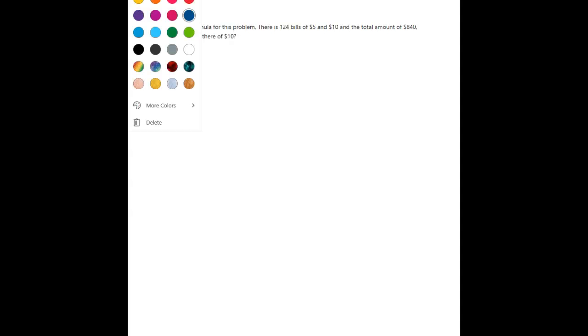Okay, we're going to solve this problem using a two-equation system, which means we're going to use two variables. The reason we're using two variables instead of one is we don't know much about one variable or the other. So this is what I mean. We know that we have a total of 124 bills, and they're made up of $5 and $10.